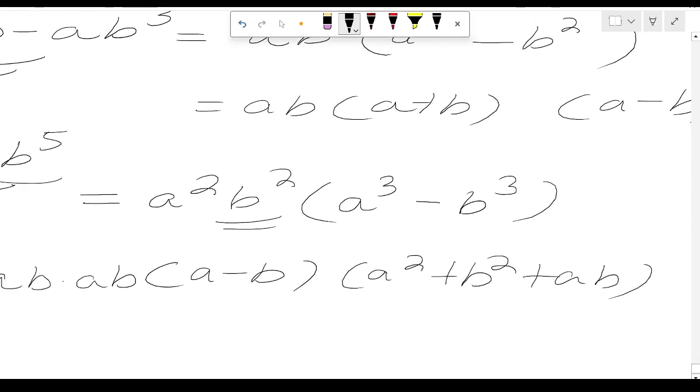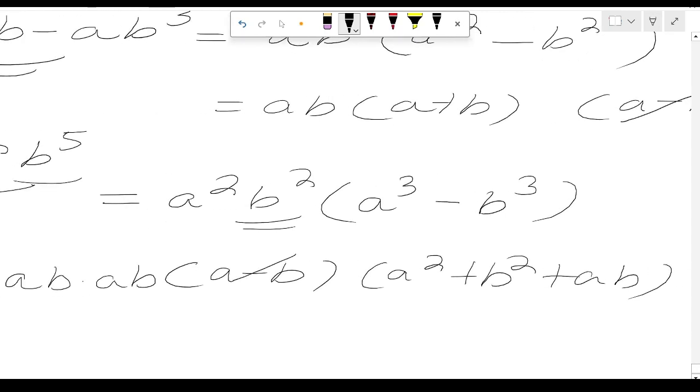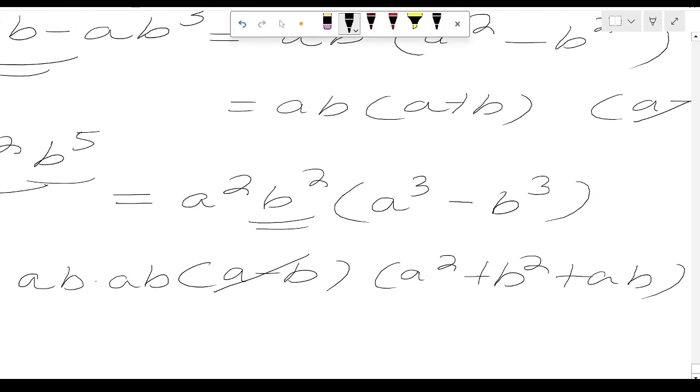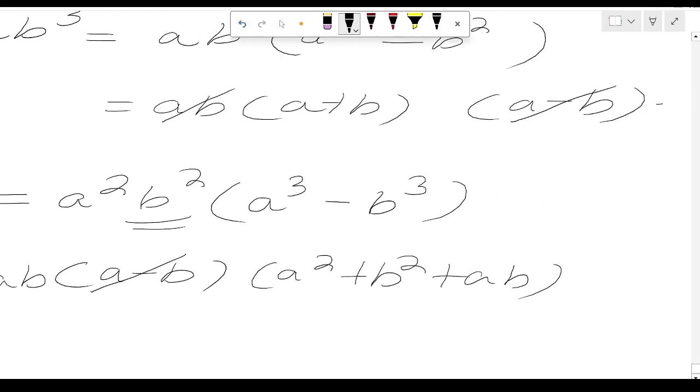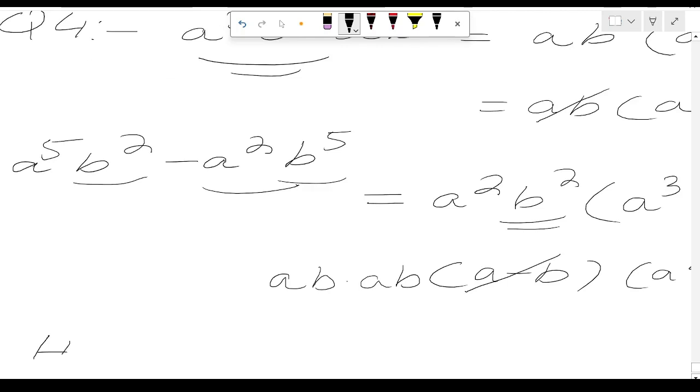Now what is the common between them? So here we have a minus b, and here we also have a minus b, so we can consider that as a common. And here we have ab, and here we also have ab, but ab is with a plus b, so we won't consider it as a common value. So here only a minus b will be considered as the highest common factor.